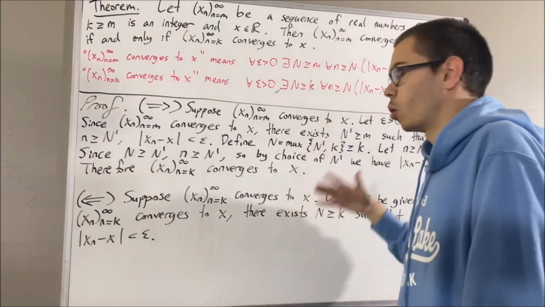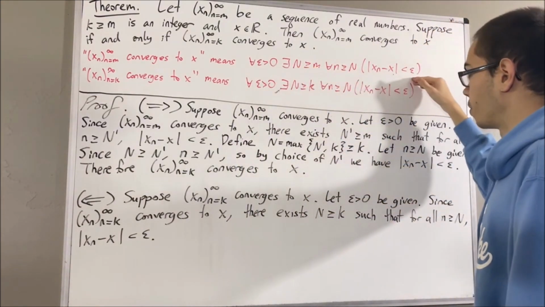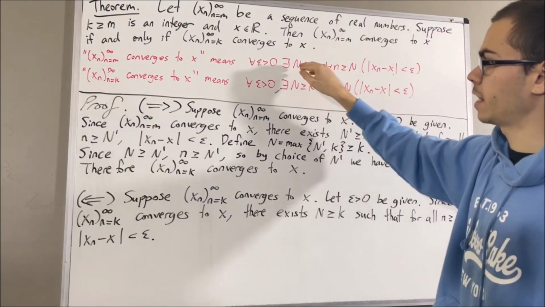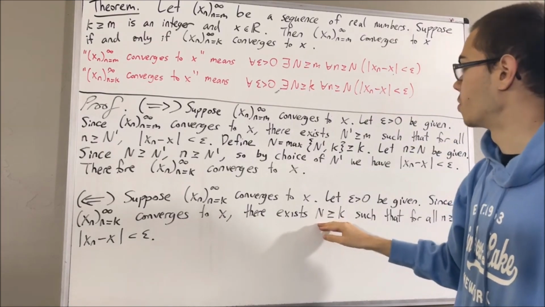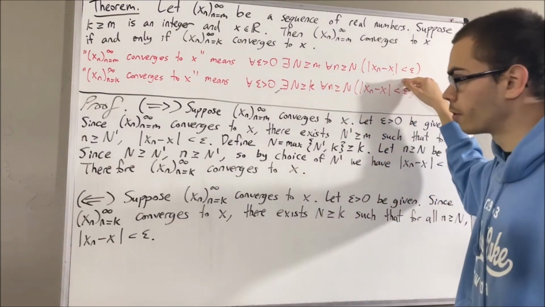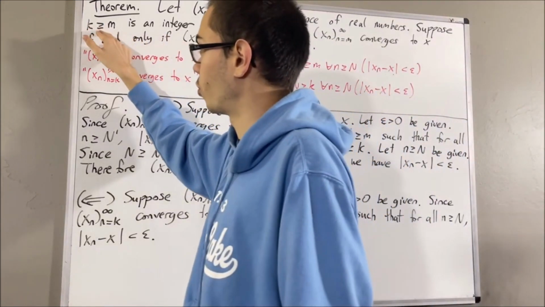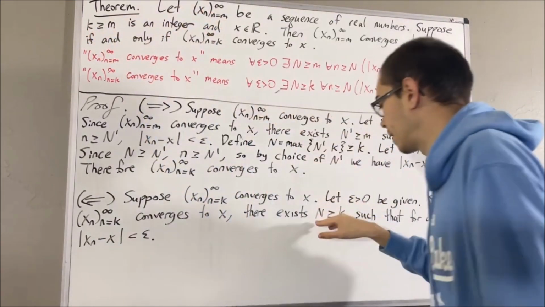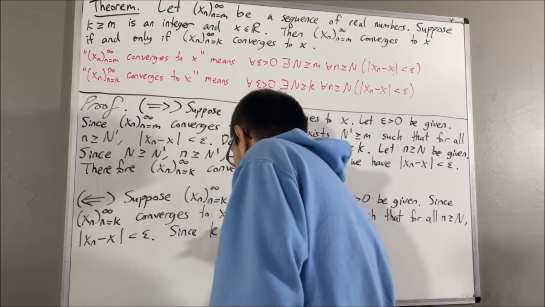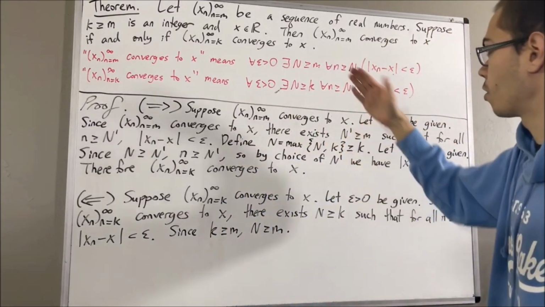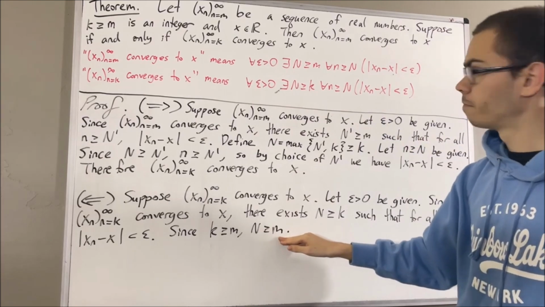Now remember, the whole goal is to find an integer greater than or equal to n, such that this is true. Well, the claim is that if we take this integer to be the capital N we have in our proof, then this statement will be true. Well, notice, since k is greater than or equal to m, certainly capital N is greater than or equal to n. So our choice of capital N is greater than or equal to m. That's what we have here.